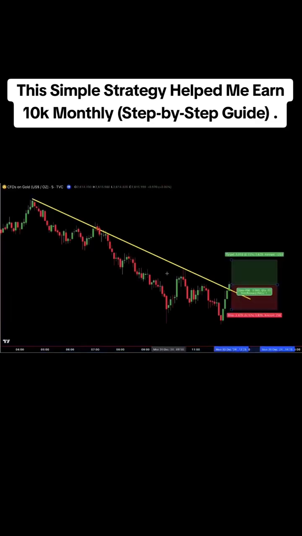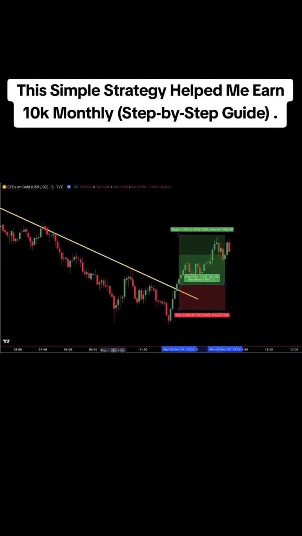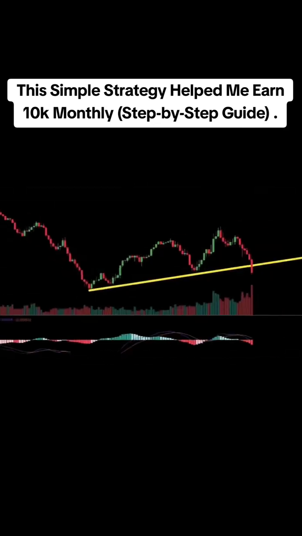Place your entry at the close of the candle that broke above the trend line. Place your stop loss below the minor level near the breakout, and set your target at twice the risk. What happened next? The market moved exactly as expected, reaching your target and confirming the strength of this strategy.